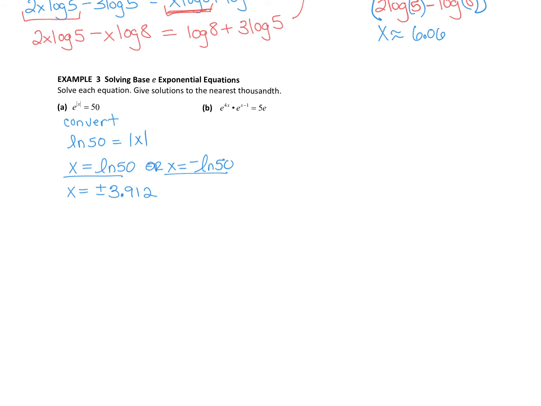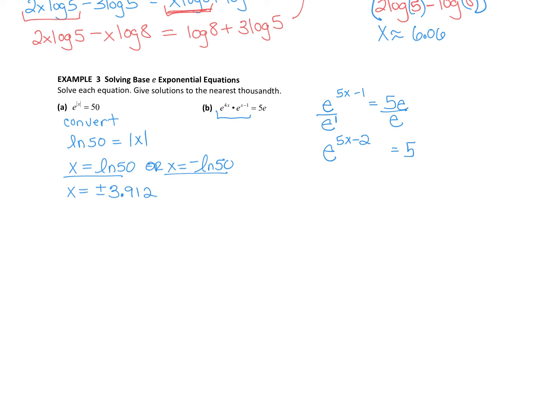For the next example, it's very similar. We have to do a little bit of simplification first. We know that when we multiply the same base, we add the exponents. So that'll be e to the 5x minus 1 equals 5e. And I can divide by e to get all of our e's together. So on this side, I'll have 5. And when you divide, you subtract. So 5x minus 1 is going to be e to the 5x minus 2.